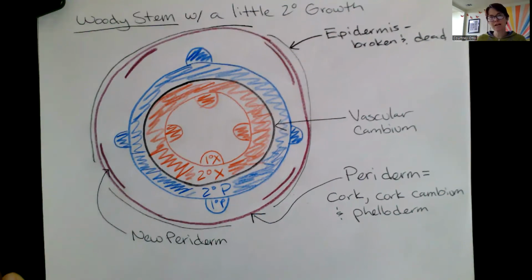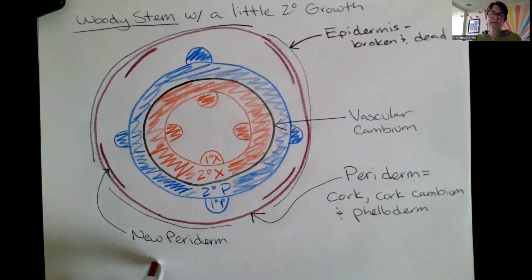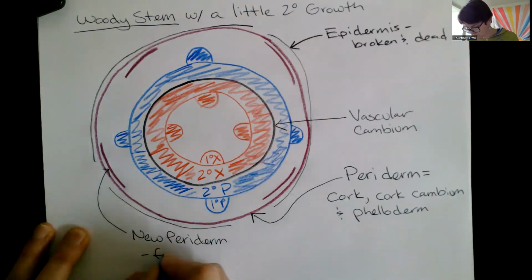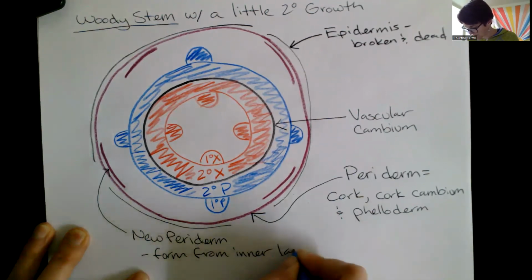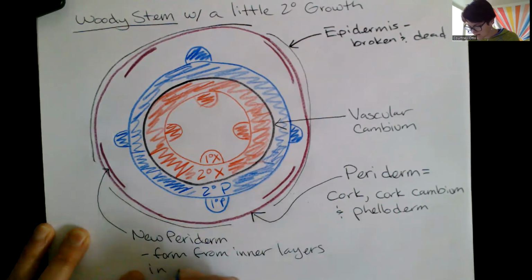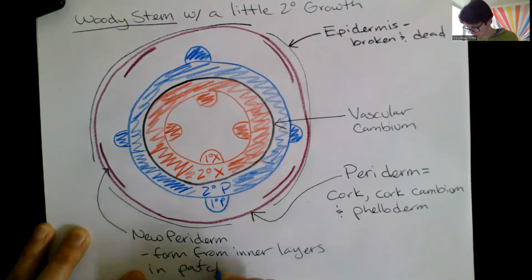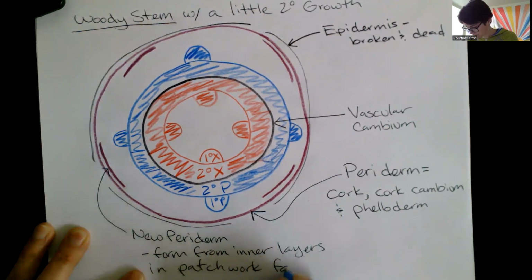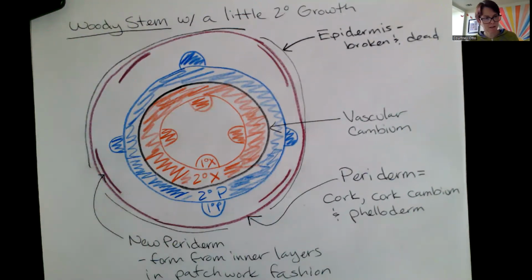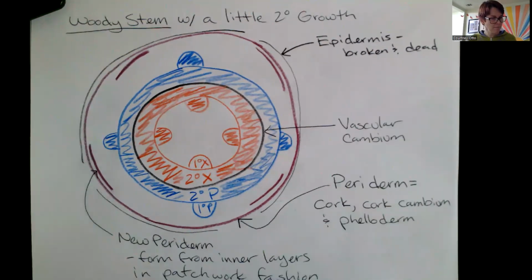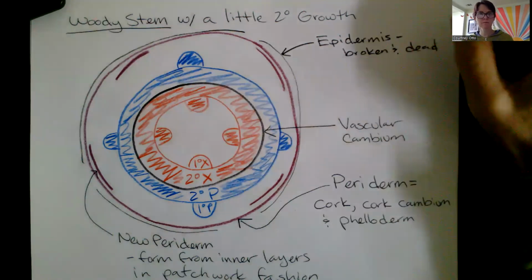And you've seen this before. You've seen how some trees have kind of flaky bark that you can peel away in these layers. What you're probably peeling off are those periderm layers. All right, so these new periderm layers are going to form in this kind of patchwork fashion. They're going to form from inner layers in this patchwork fashion to replace periderms outside of them that have already died. All right. This will be the end of part 1. I'll make a part 2 in just a minute.